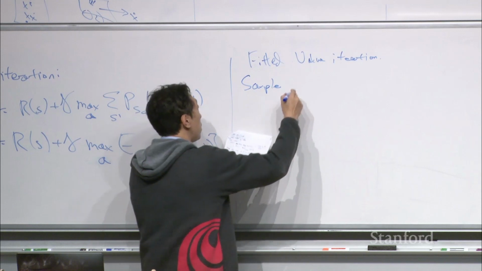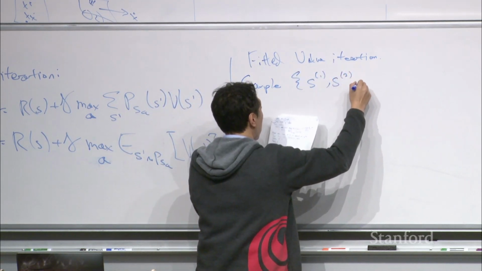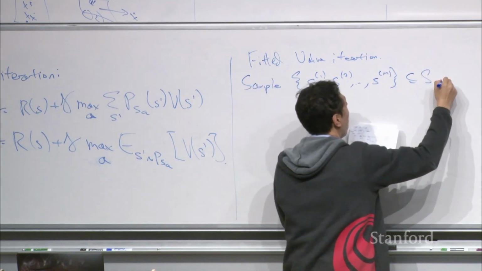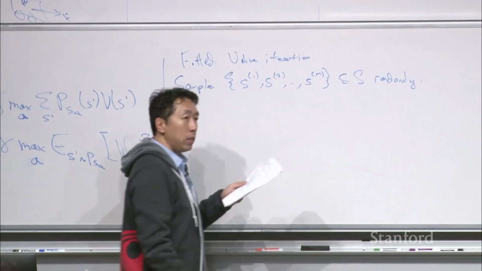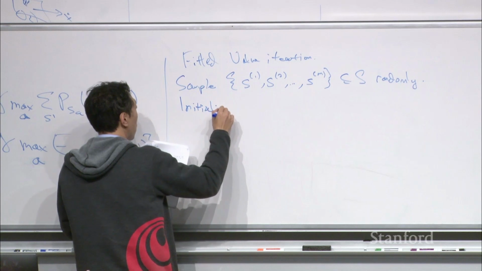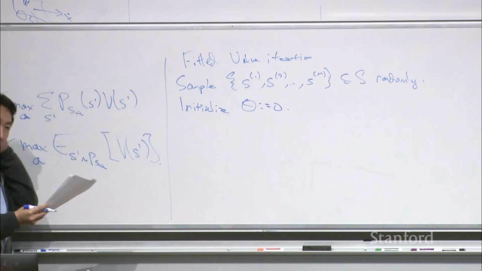So first, let's choose a set of states randomly and let's initialize the parameters equals 0. Okay?